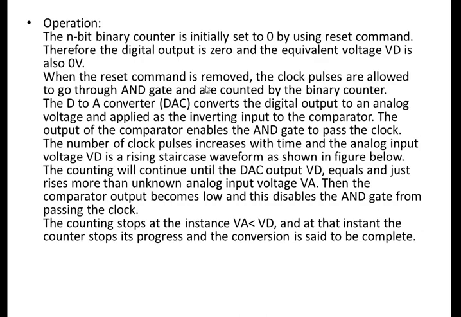So when the reset command is removed, the clock pulses are allowed to go through the AND gate and are counted by the binary counter. The D2A converter converts the digital output to an analog voltage and applies it to the inverting input of the comparator. The output of the comparator enables the AND gate to pass the clock. The number of clock pulses increases with time, and the analog voltage VD is rising in a staircase waveform.